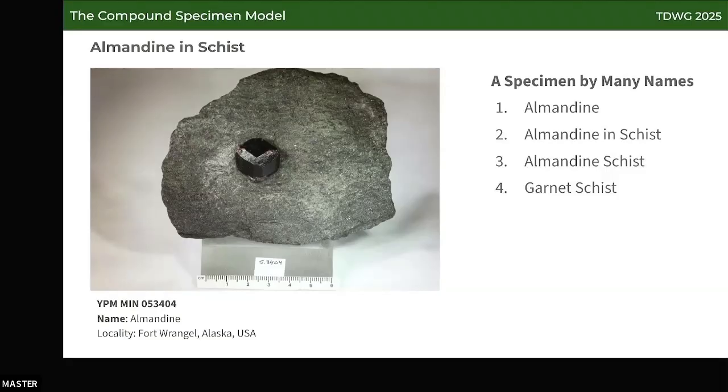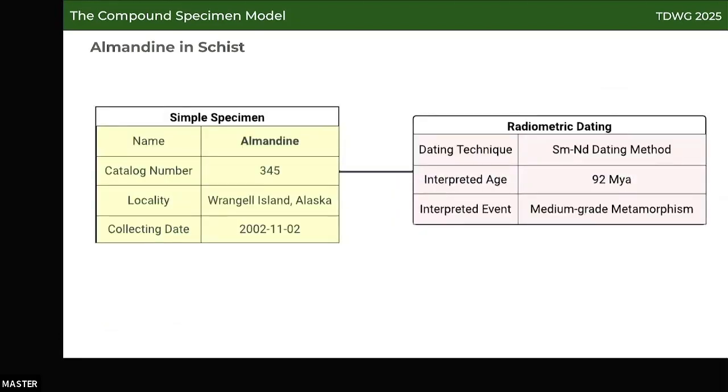So now this also has impacts for the extended specimen network. That garnet's been dated. It's samarium-neodymium dating, and it's dated to 92 million years. With the simple model, that radiometric dating record is connected directly to the object. No differentiation. Now, was it the almandine? Was it the biotite and the schist that was dated? It's unclear programmatically. Now, sure, you can look at the comments, you can go through this, but if you want to do things at scale, it needs to be machine accessible, right?